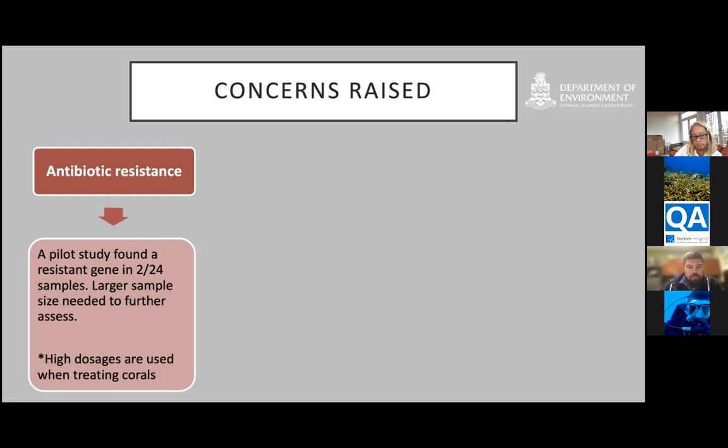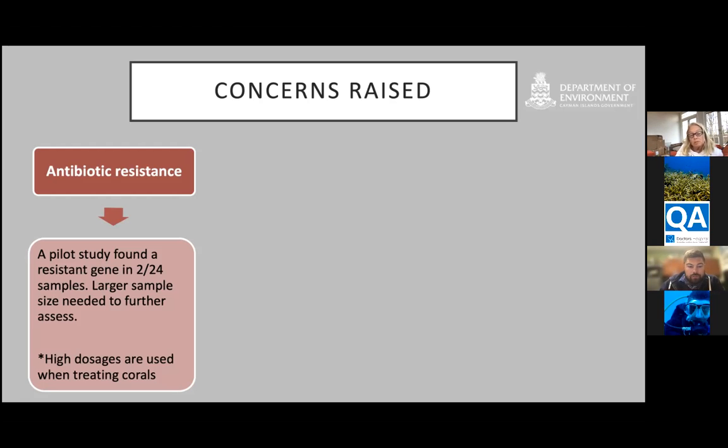So the first concern is obviously, what if there are instances where the microbial community on corals become resistant to the antibiotics that we're using? And of course, this happens all the time. It happens with humans as well. Like, we take antibiotics all the time. Viruses mutate as well, and microbes are all different themselves, and they're very complicated.